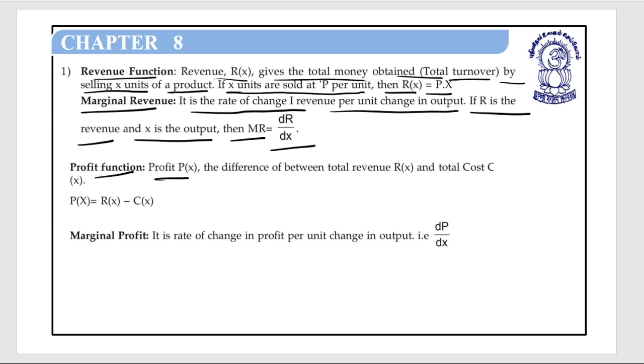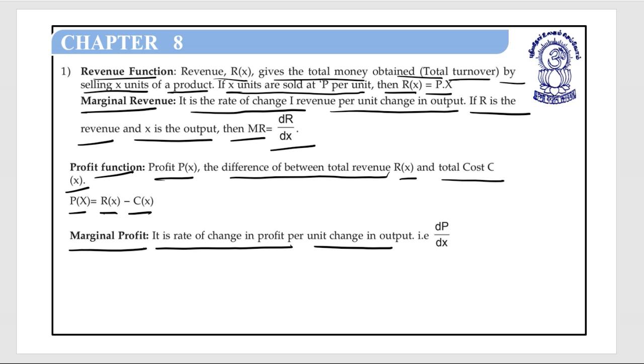Profit function. Profit P of x, the difference between total revenue R of x and total cost C of x. P of x is equal to R of x minus C of x. Marginal profit. It is the rate of change in profit per unit change in output, dP by dx.